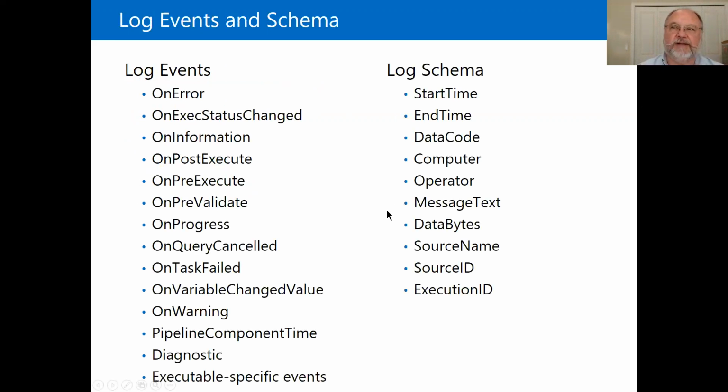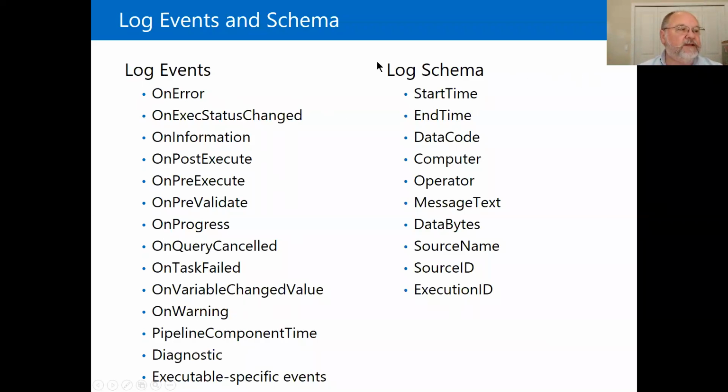Next subject or next point is, what do you log? If we decide through the provider where to write the information, this is what information do you want? So we have our events. Not all of these events will be available for every task. Some tasks have other events that others don't. But this is the full list of possible events.